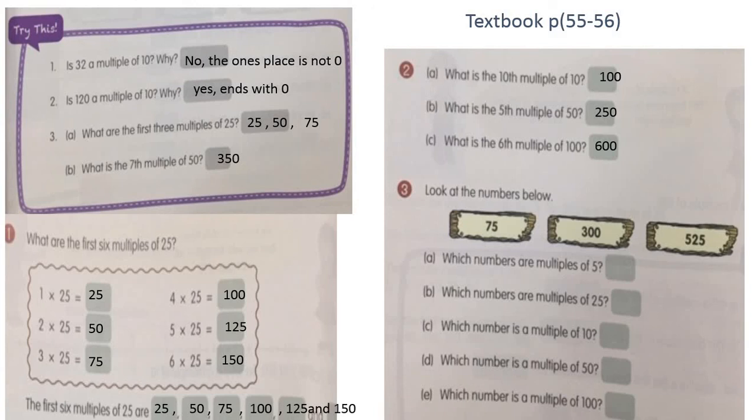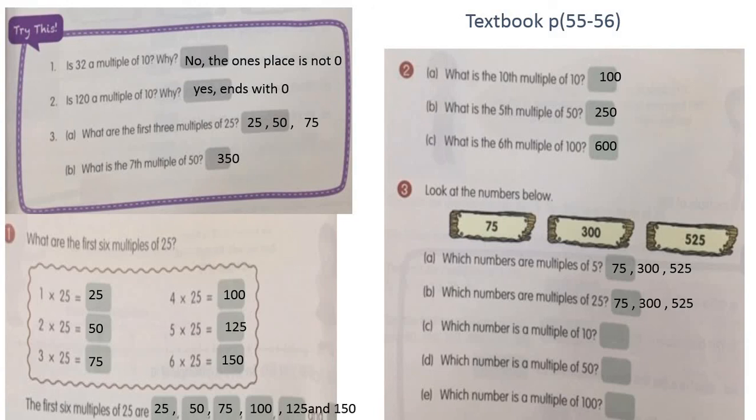Okay, look at the numbers below. Which numbers are multiples of 5? You have to search for 5 or 0, and all of them have 5 or 0, so all of them are multiples of 5. Which numbers are multiples of 25? You have to skip count by 25. They should be 25 or more, and they are divisible by or multiples of 5. So they are all multiples of 5. If you keep counting, you will find them all.